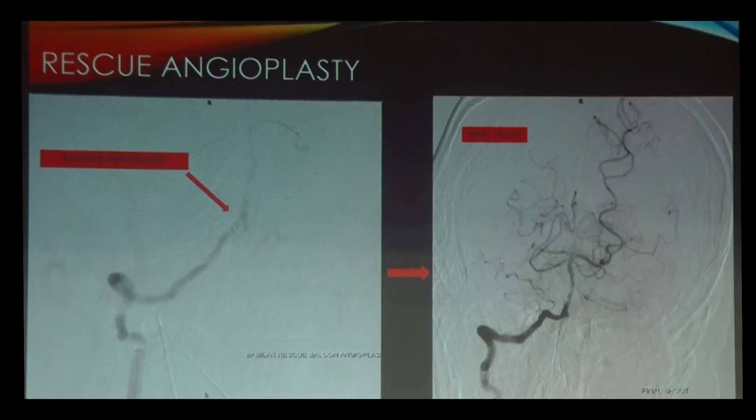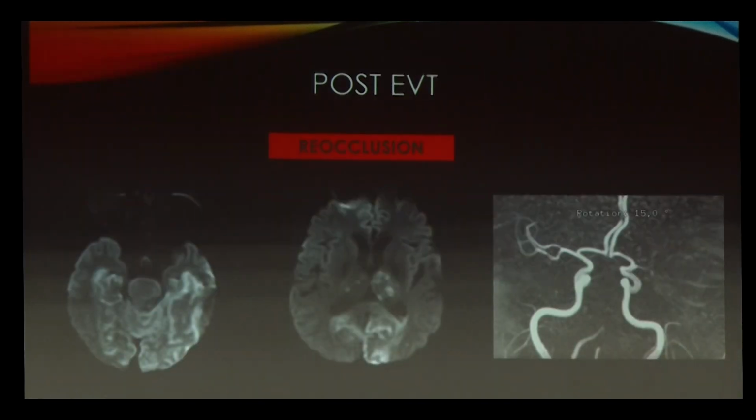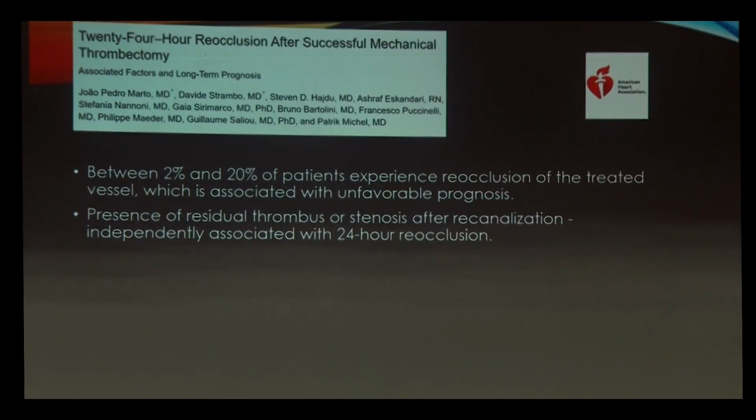So balloon angioplasty was done for this patient in the distal and mid-basilar segment, and post balloon angioplasty, this is a rescue angioplasty. We could see slight improvement in the caliber of the mid and distal basilar segment. But post EVT, 24 hours later, again our MRI looks like this, and there is again reocclusion of the basilar. So these are futile recannulation cases where there will be high chances of reocclusions.